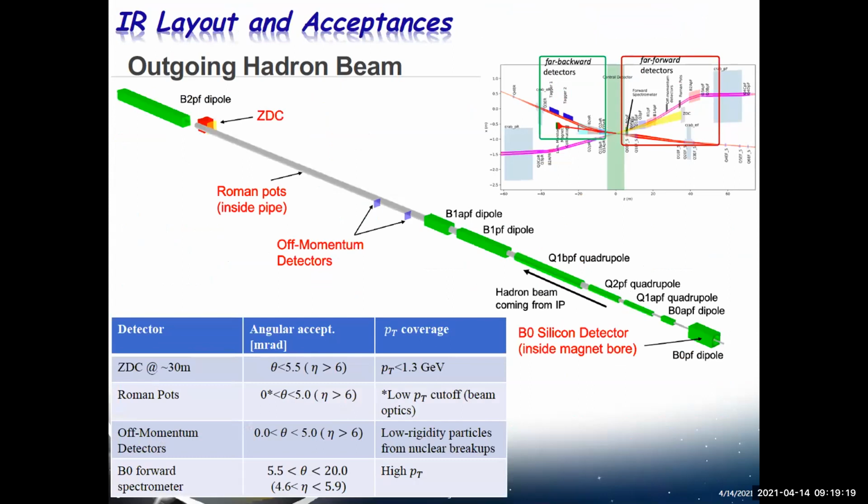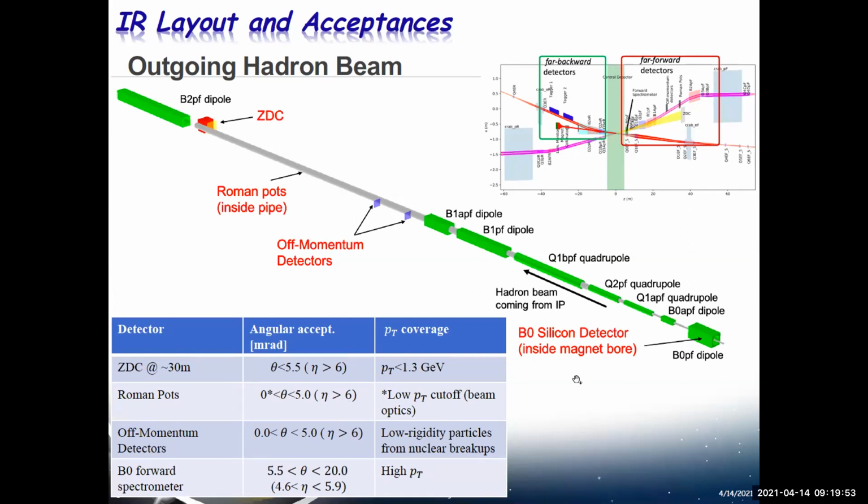In slide 6, the layout of the far forward region of the IR in the hadron going direction is shown. The green rectangular boxes are the dipole magnets. The green cylindrical boxes are the focusing magnets. And the gray tube is a simple representation of the beam pipe. There are 4 far-forward detectors considered in the current study.